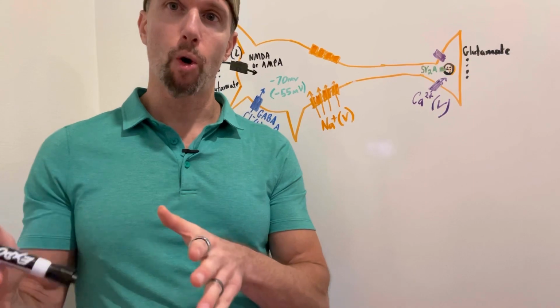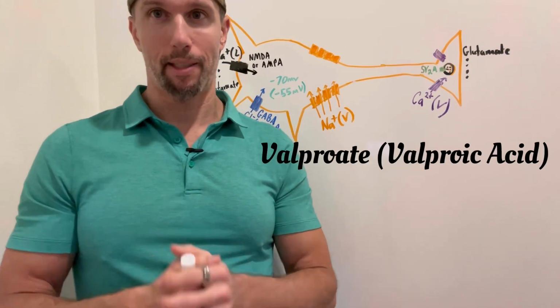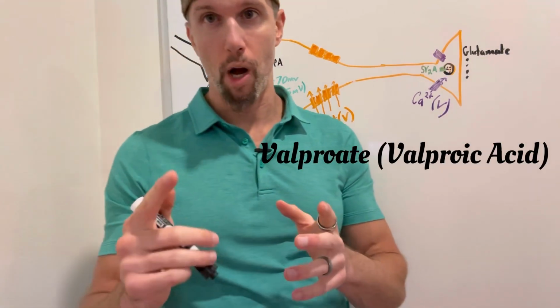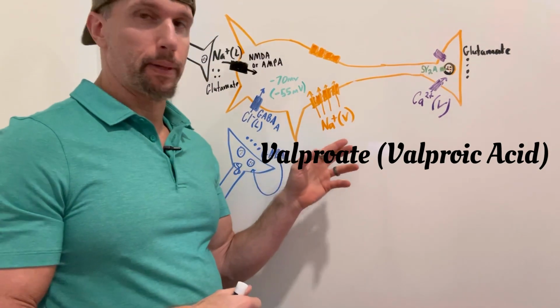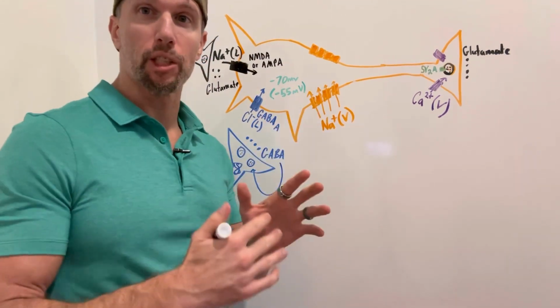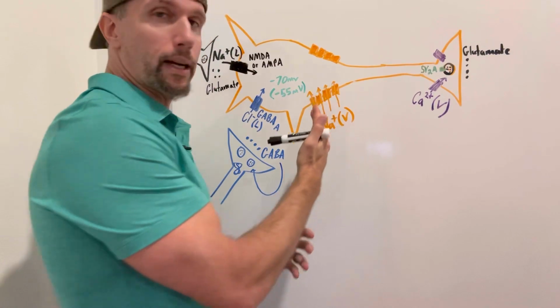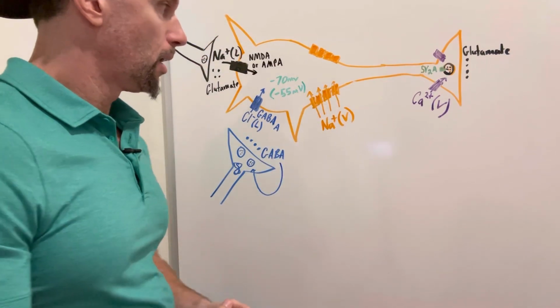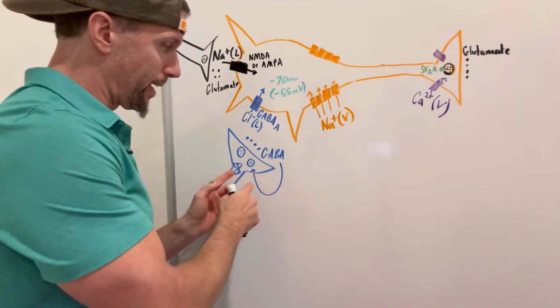One is called valproate, and it works two different ways. So it has a dual action. One is that like carbamazepine, it blocks the voltage-gated sodium channels where sodium can't come in. And the other action is over here at GABA.